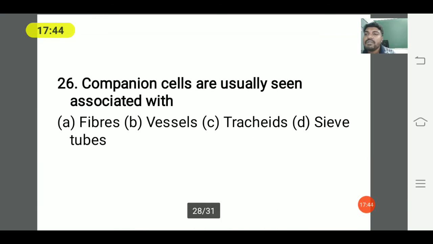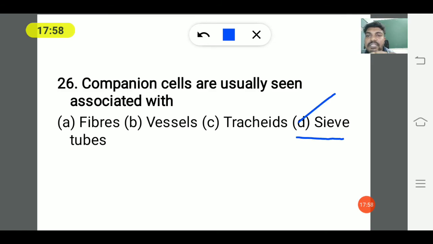26th question. Companion cells are usually seen associated with: option A, fibers, option B, vessels, option C, tracheids, option D, sieve tubes. So option D is the sieve tube cells, because companion cells and sieve tube cells are associated with each other by a common longitudinal wall. Hence the companion cells and sieve tube cells are also called sister cells.